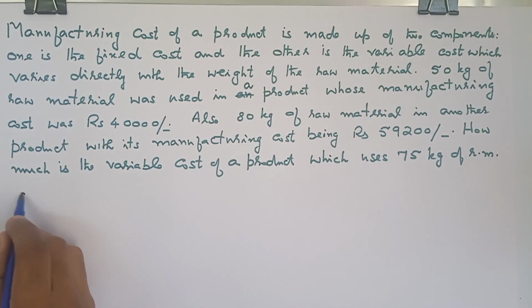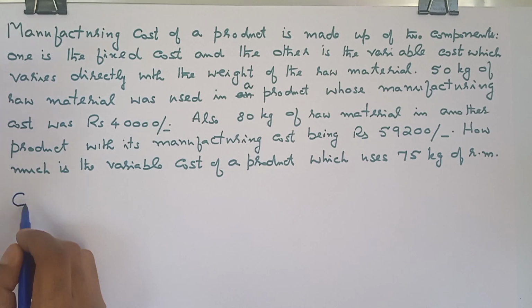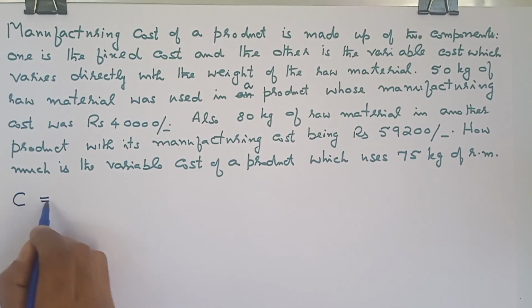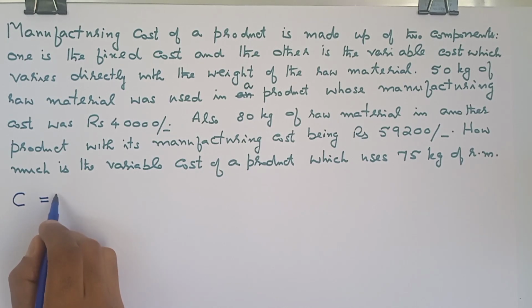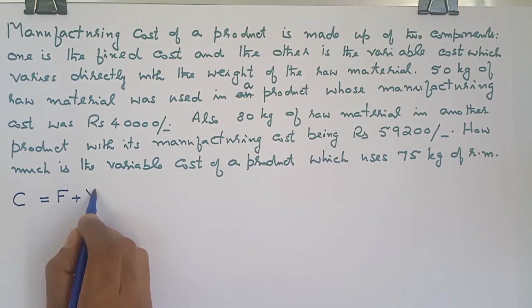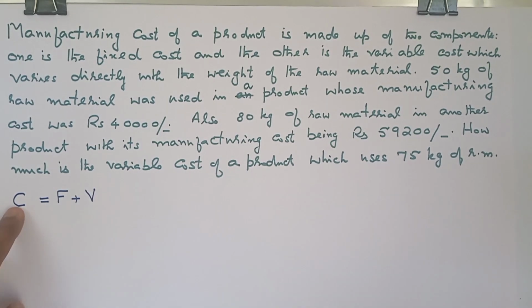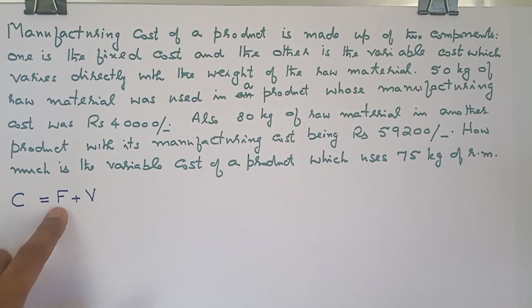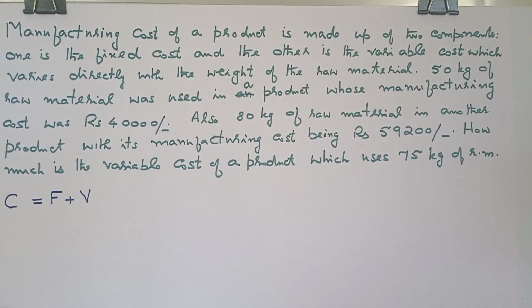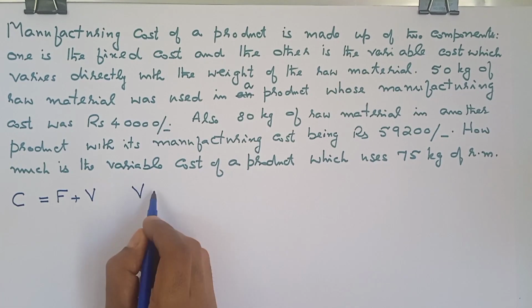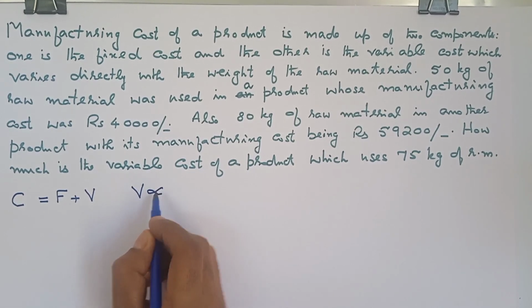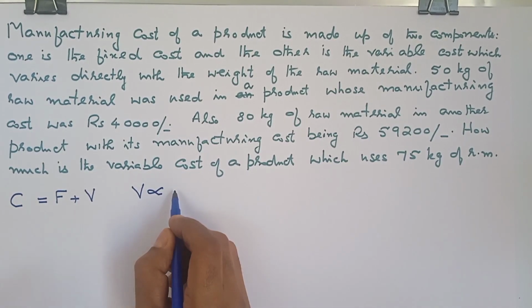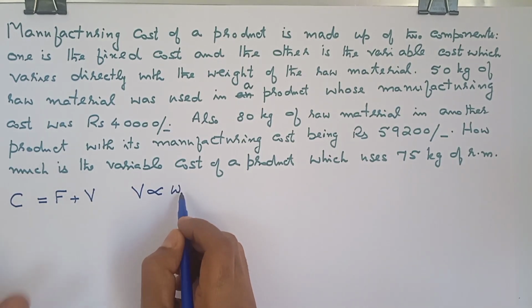Let's use C for the total manufacturing cost of a product. And the problem says it comprises two parts. One is a fixed cost, the other is variable cost. So this is the total manufacturing cost, that is equal to fixed cost plus variable cost. It's given that variable cost is directly proportional to the weight of the raw material used in that product. Let W be the weight of the raw material.